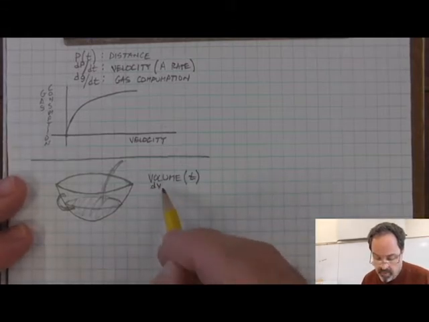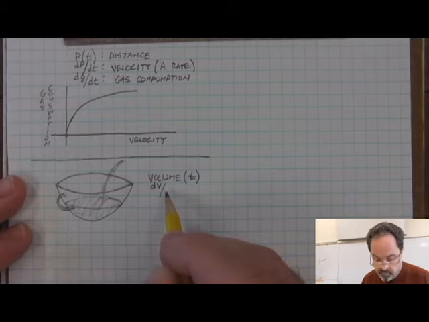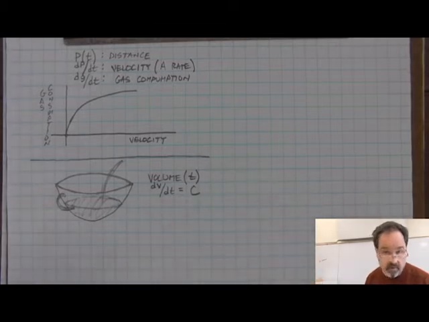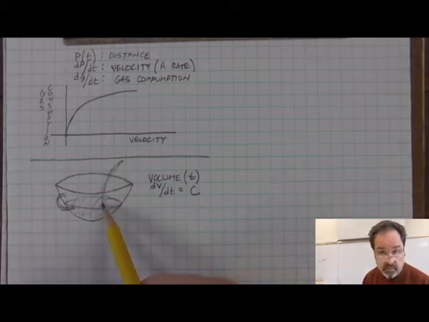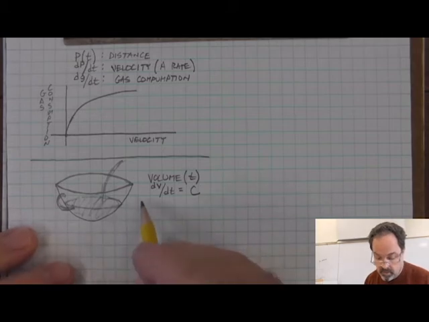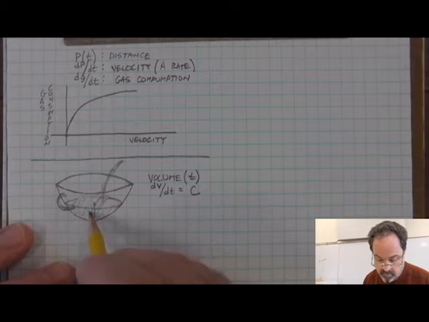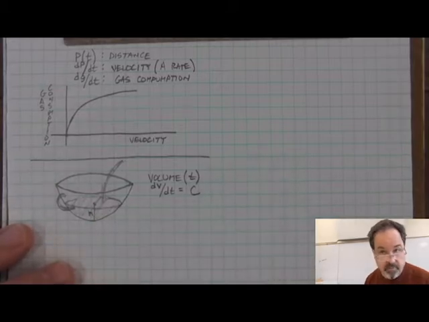We could imagine that the rate of change of volume, dV over dt, could be anything, but we could choose it to be constant, a constant pour. No more, no less, a steady stream of tea going into the cup to create the volume. The volume of the cup, if we knew the geometry, could be calculated. And the calculation would be dependent on the height of the tea in the cup.